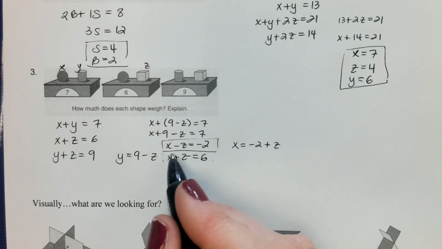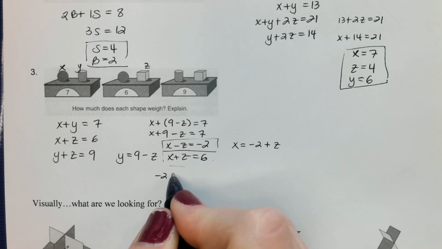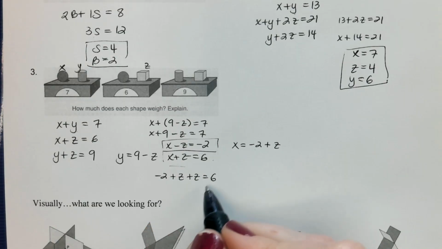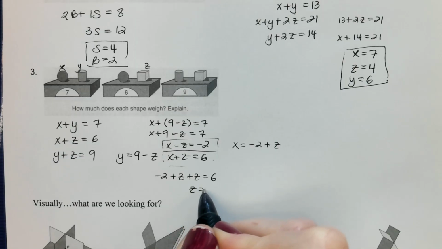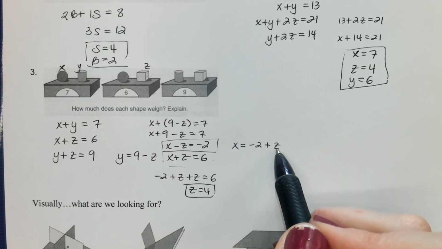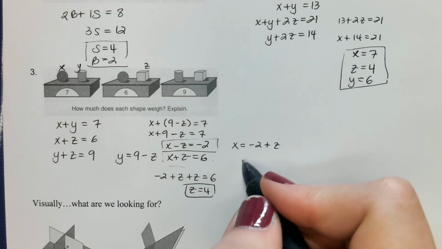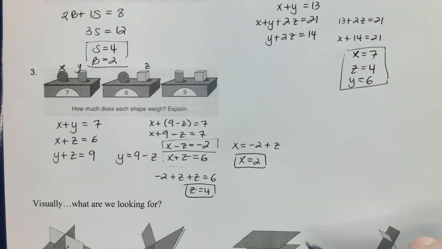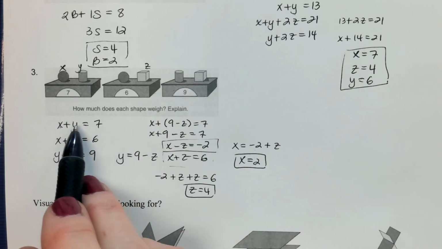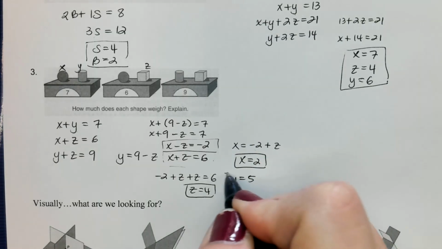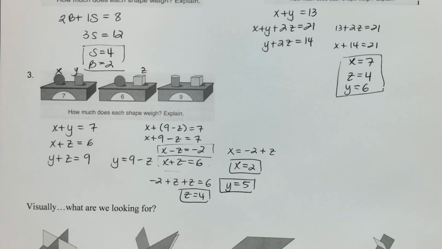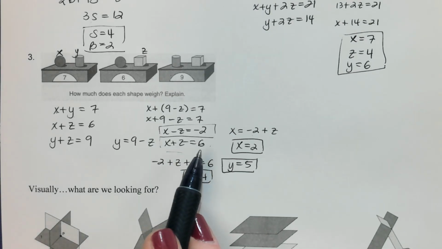So this is just going to go in for X. So negative 2 plus Z plus another Z equals 6. So add that 2 over and 2 Z's, that'll be a Z is 4. Now I can kind of back substitute. So I'm going to take that 4, put it right there. Negative 2 plus 4 is 2, so that means my x is 2. And then I can just take that 2 right here, subtract 2 on the other side, so that means my y is 5.